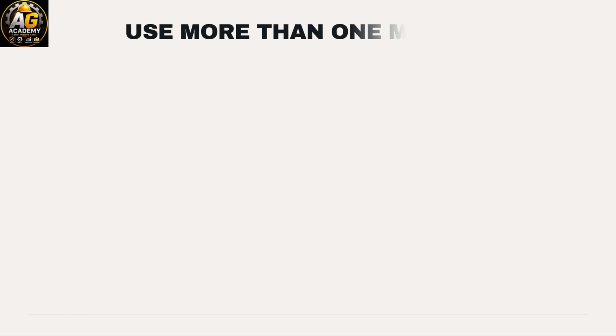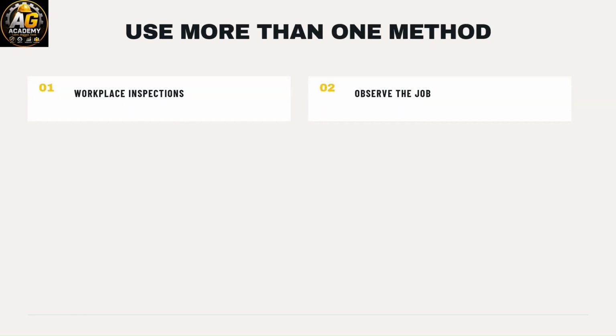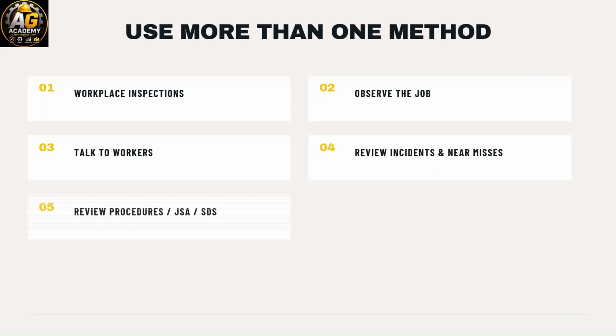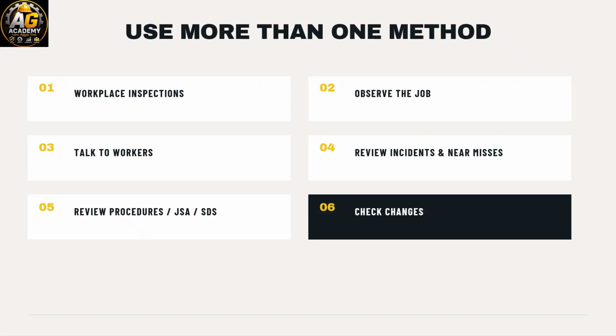Use different methods. Inspect the workplace. Observe the actual job. Talk to workers. Review incidents and near misses. Also check procedures, job safety analysis, JSA, and safety data sheets, SDS. And always review workplace changes. Different methods reveal different hazards.